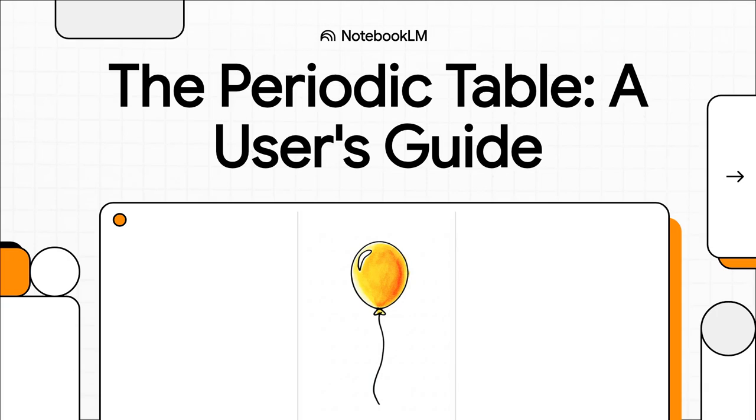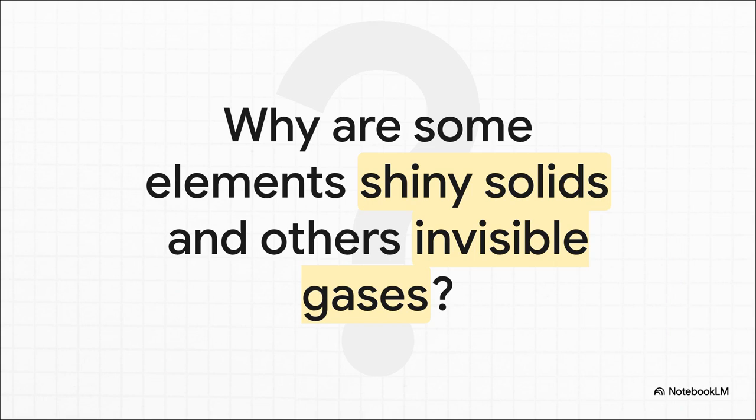All right, let's talk about one of the most famous charts in science, the periodic table. Now, I want you to just forget about that intimidating grid of boxes you had to memorize in school. Seriously, think of it instead as a map, a perfectly logical, incredibly useful map to, well, literally everything in the universe. I mean, think about it.